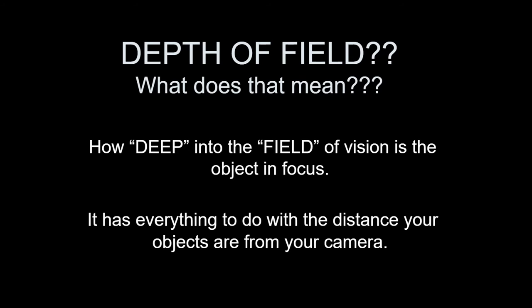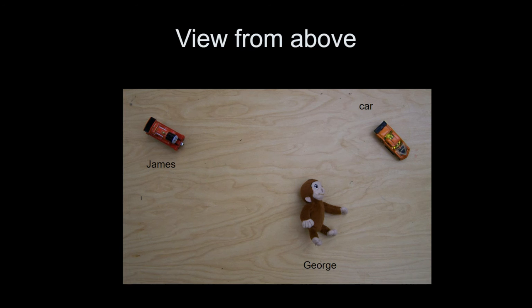And it has everything to do with the distance the objects are from your camera. And that's a function of lenses in general. Lenses just simply work that way. So if we were going to put three objects on a table, and this is how mine are oriented.